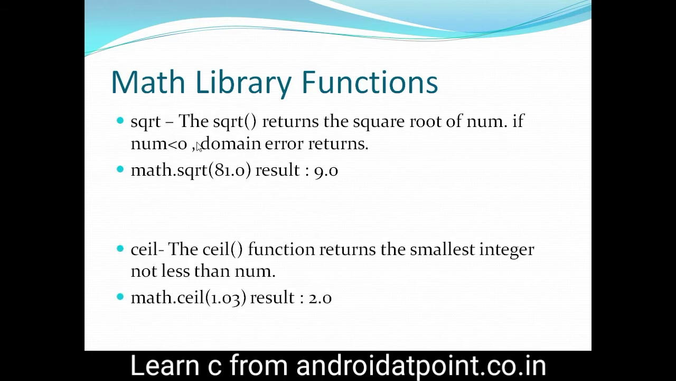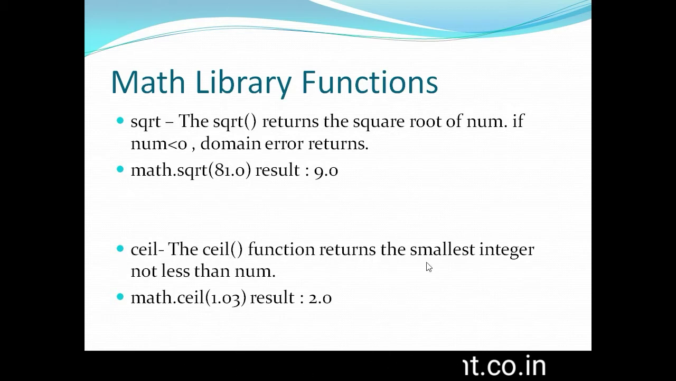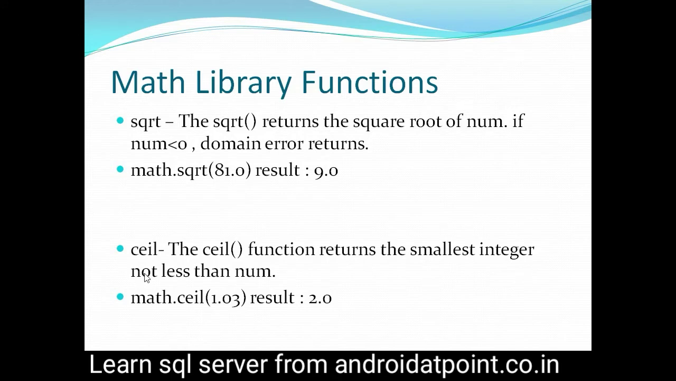Now come to the next page. You will understand the ceil function. The ceil function returns the smallest integer not less than the number, which means just write math dot ceil function and then within the brackets 1.03. So the result is 2.0. This is the smallest integer not less than the number.